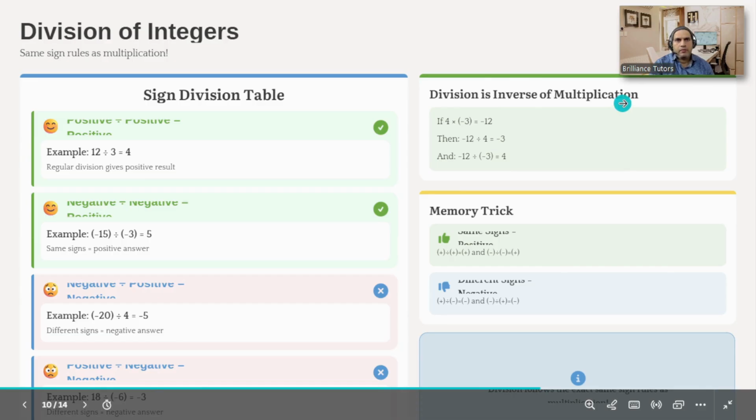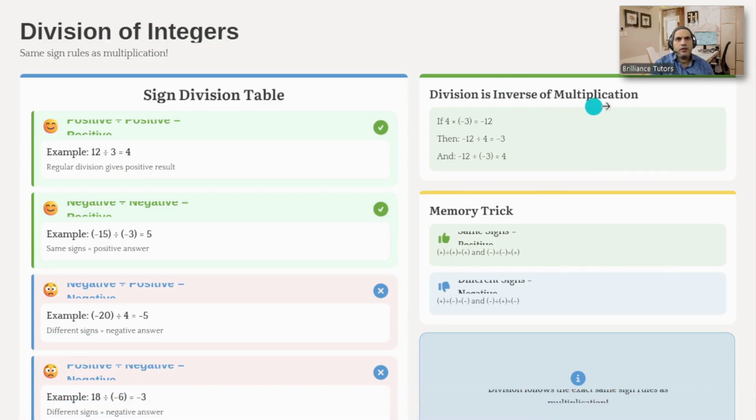Division is the inverse of multiplication. Like 4 into minus 3 is minus 12. Then minus 12 divided by minus 4 is 3. And minus 12 divided by minus 3 is 4, the same sign, so it is positive.